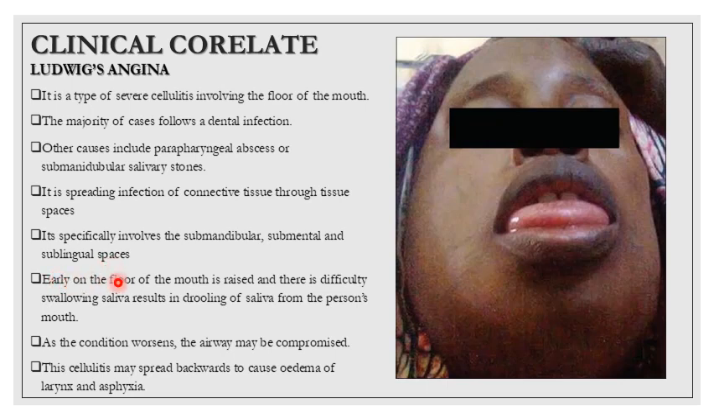Early on, the floor of the mouth is raised and there is difficulty swallowing saliva, resulting in drooling of saliva from the person's mouth. As the condition worsens, the airway may be compromised. This cellulitis may spread backwards to cause edema of larynx and asphyxia. So this can be a life-threatening condition, and in this picture you can see the patient of Ludwig's angina.